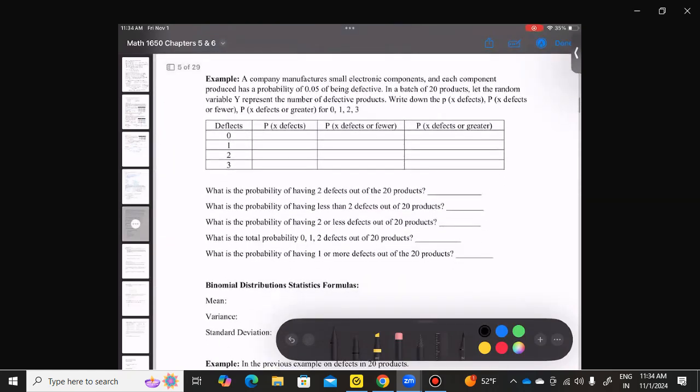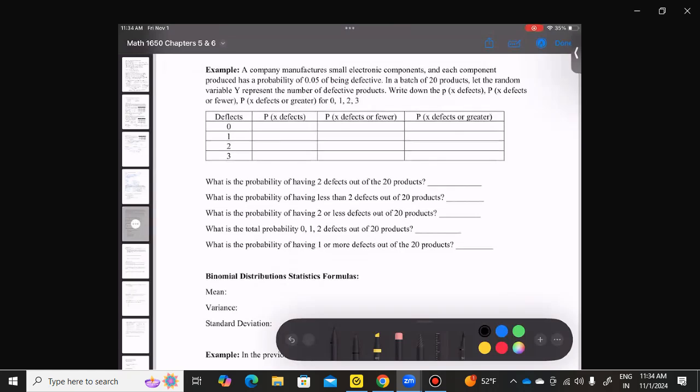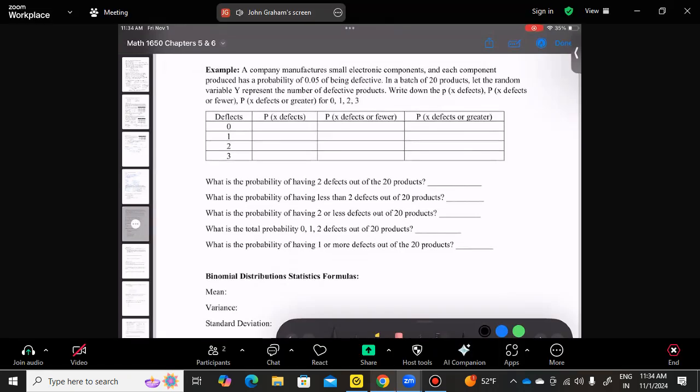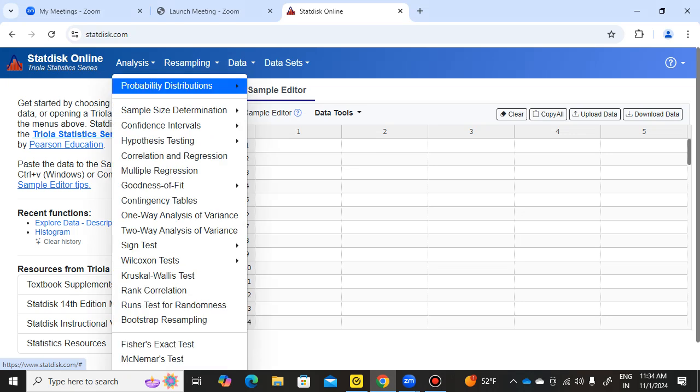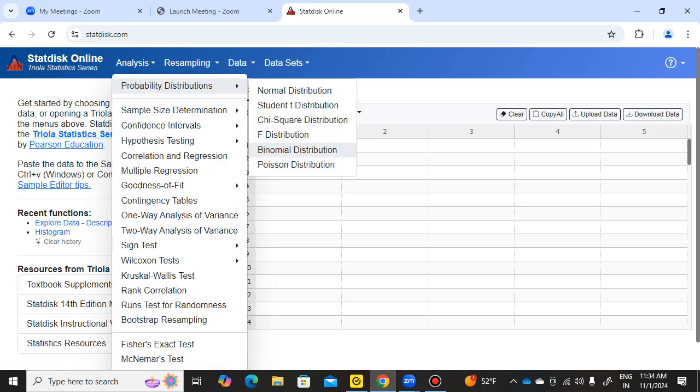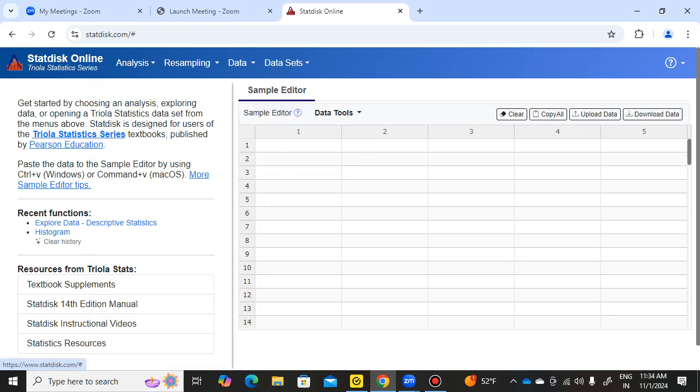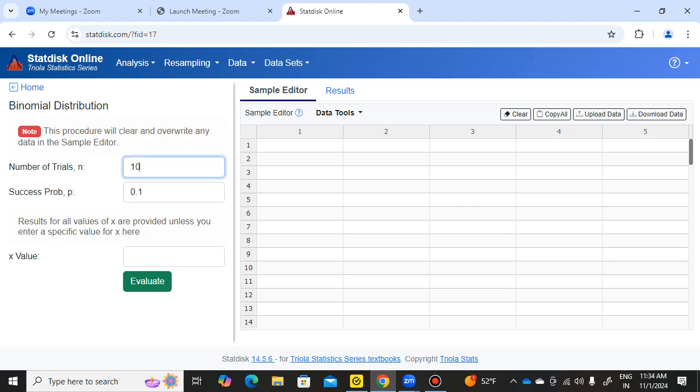We're going to go into StatDisk here. Bring that up. To get to a binomial distribution on StatDisk, we'll go to Analysis, Probability Distribution, Binomial Distribution. Then we put in the number of trials. In this case we have a batch of 20. We put in the probability of success. In this case it's 0.05.